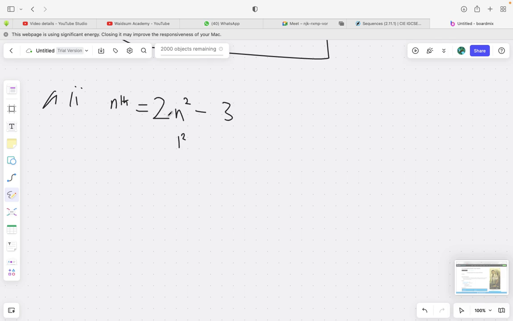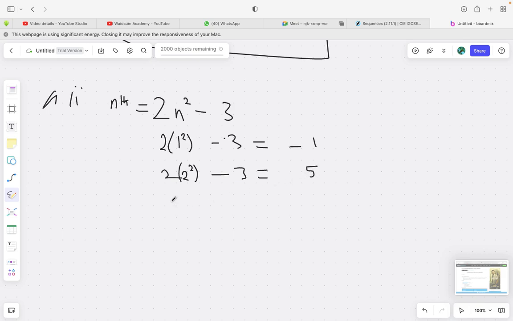1 times 2 is 2. 2 minus 3 is negative 1, right? So for the first one we get negative 1. For the second one, n will be 2 now. 2 squared will be 4. 4 times 2, we get 8, right? 8 minus 3, we get 5. The second number in the sequence will be 5.